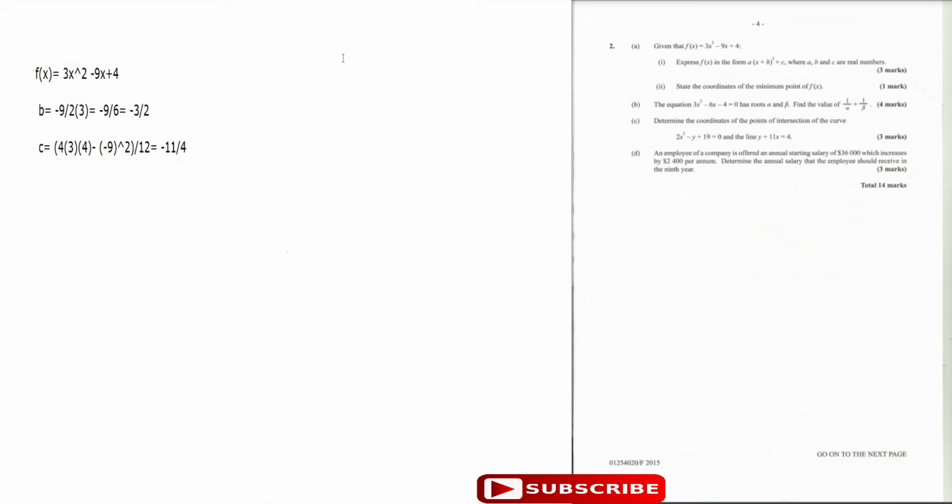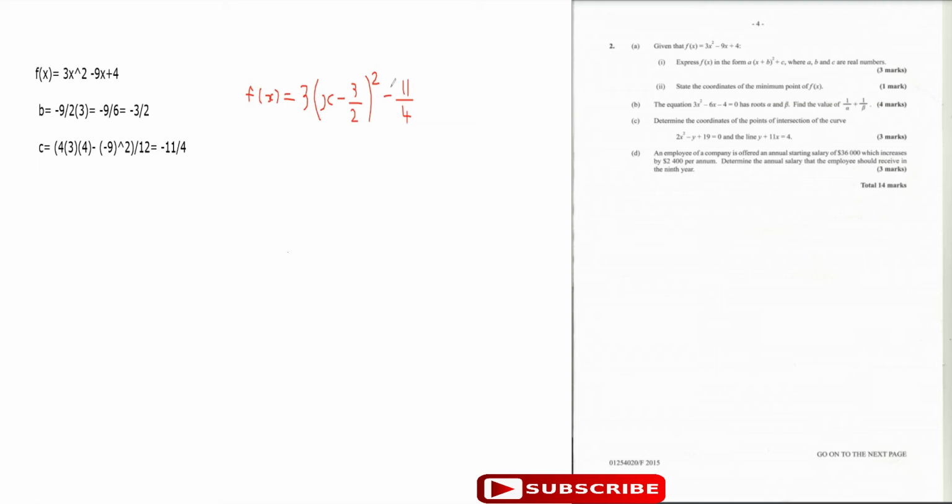Now that we have all of this, we can rewrite f of x and state that f of x is equal to a, which is the coefficient of x squared, which is 3, in bracket, x plus b. In this case, b is minus 3 over 2. So it's x minus 3 over 2 squared plus k. In this case, k is minus 11 over 4. Nice and easy. And that's f of x.